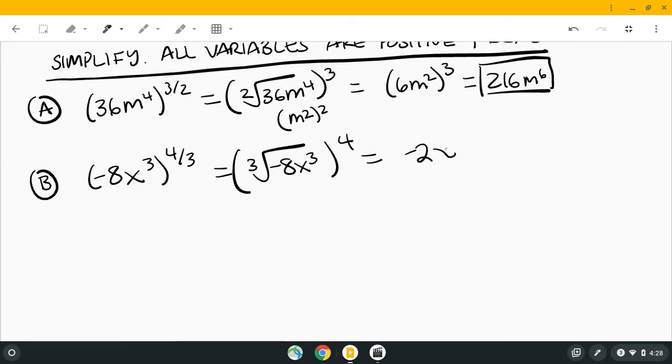Cube root of x cubed is x. Now we're going to raise that to the 4th power. Negative 2 times negative 2 times negative 2 times negative 2 is 16. And then that's x to the 4th.